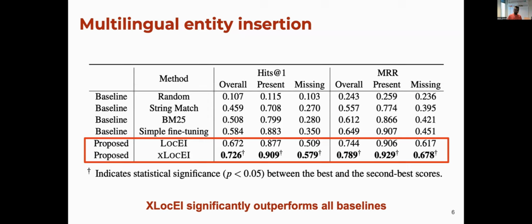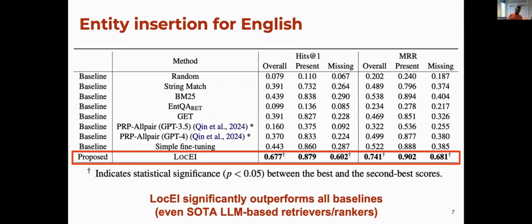But enough of that. Just wanted to mention that with this model, we were actually able to achieve very, very strong results. We were actually able to see that our model significantly outperforms all baselines in the context of multilingual entity insertion. And not just that, we are also able to actually have our model outperform all the baselines, even in English. But more promisingly, we saw that we were able to outperform all the state-of-the-art large language model-based retrievers or rankers that are popular for these tasks in the domain.